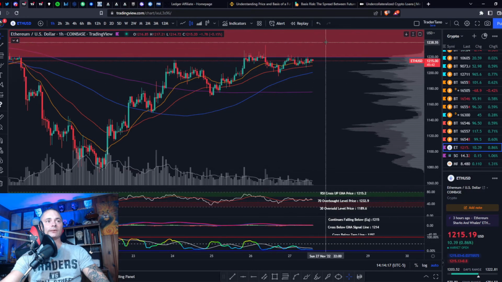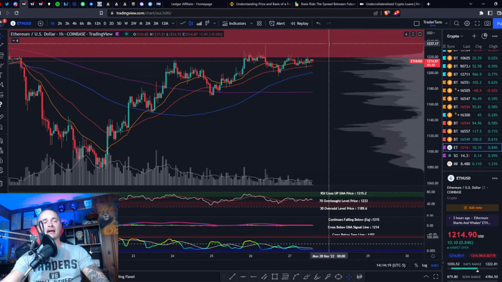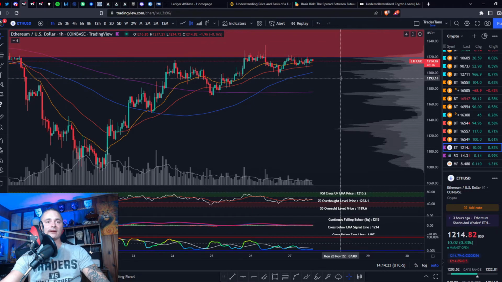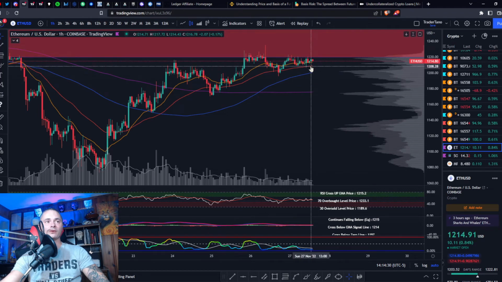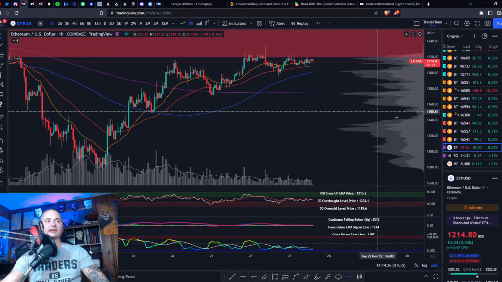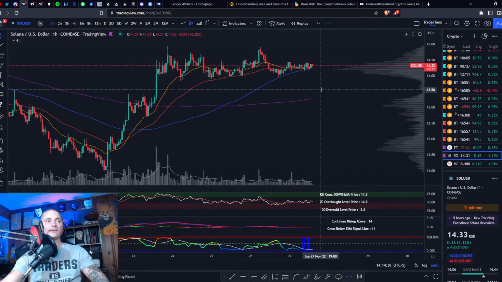Now we'll talk about what happens if we do break out of the top of that box, 1325. We'll come back to it. Short update today, we're going sideways. We're talking about the moves right now, where we're going when we break the range, so we can stay ahead of the curve.